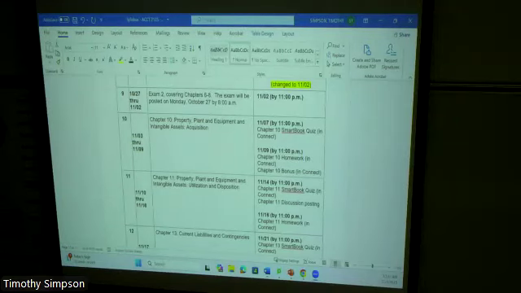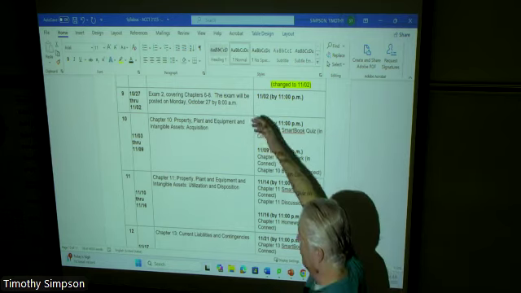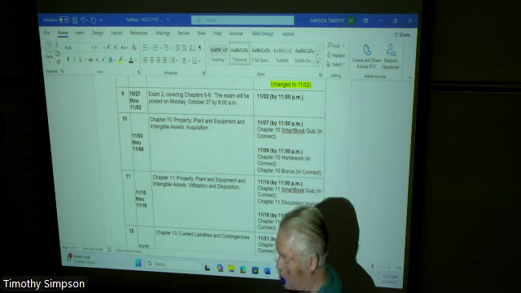Today is the 4th of November, and we are going to begin talking today about Chapter 10 in the e-text, which deals with property, plant, equipment, and also intangibles. When we think of these items here on the balance sheet, remember we're sort of covering the balance sheet.